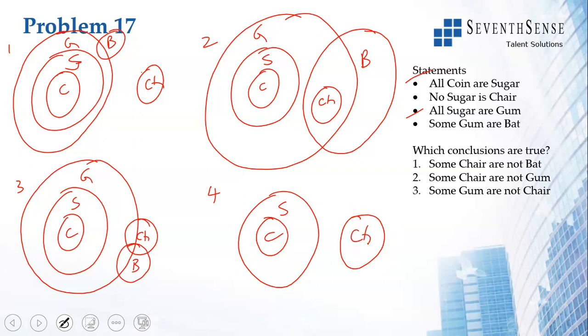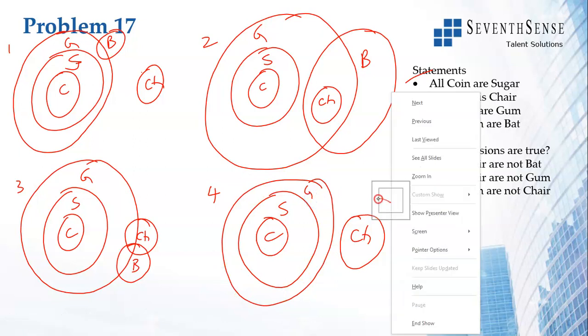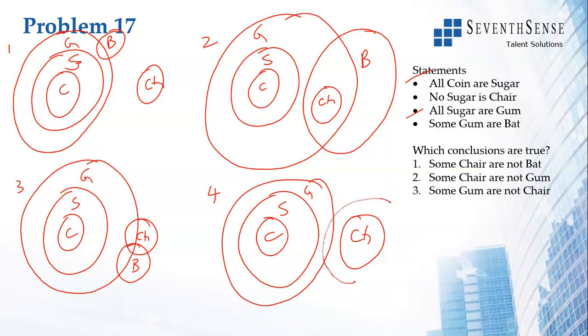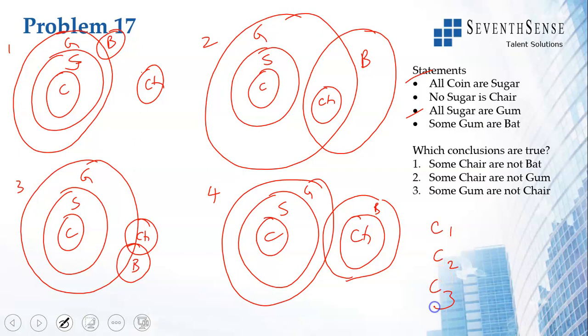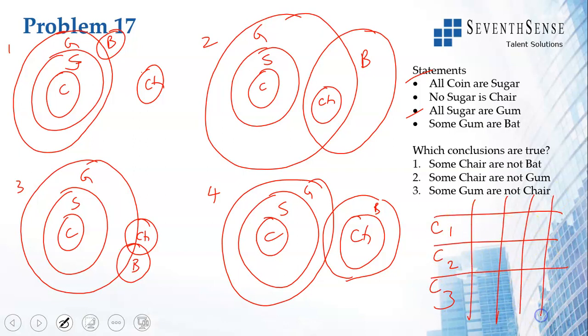All sugars are gums. And some gums are bats. So I have 4 different ways of drawing these statements. I have 3 conclusions. Let us see if they are true. 4 diagrams, right? 1, 2, 3, 4.